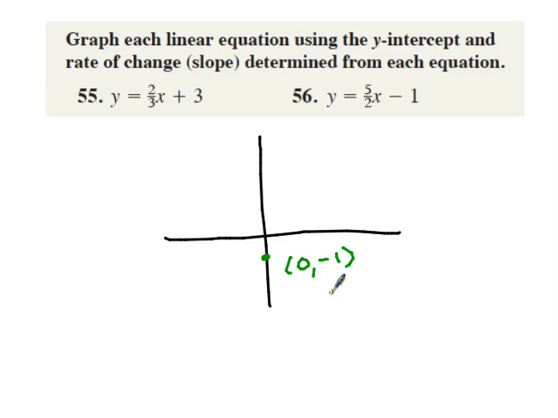And then our slope is 5/2, so you're going to go up 5 over 2. So if I add 2 to 0, I end up with 2. If I add 5 to -1, we get up to a +4. And so my next coordinate point is going to be up here at (2, 4). And then we end up with our graph.